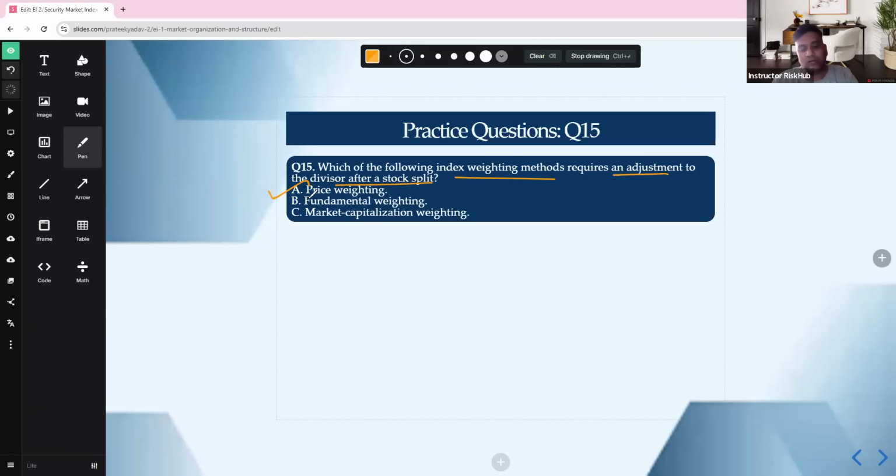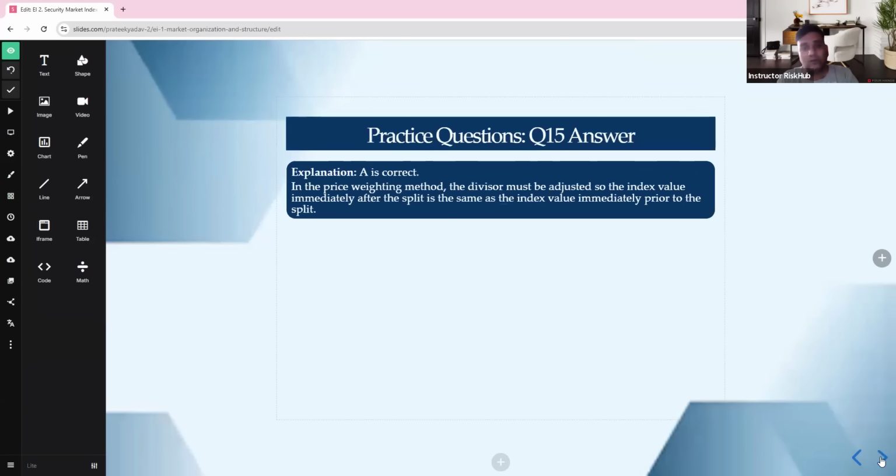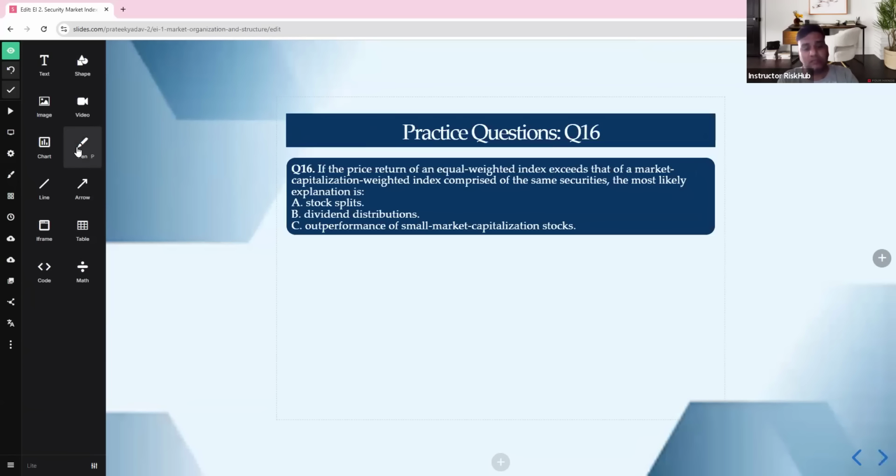Market cap, price goes down, shares go up, no change. Fundamental is unaffected, right? So remember that only a price weighted index needs your divisor adjustment, right? So remember that. Okay, this is done. Then we go to question number 16.